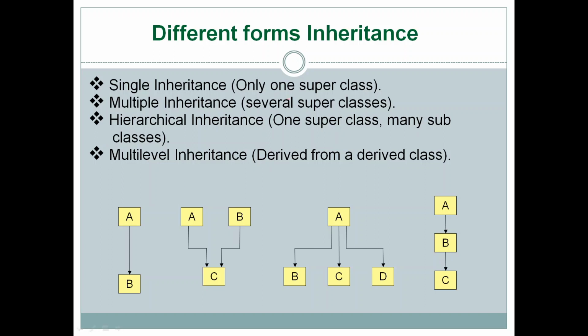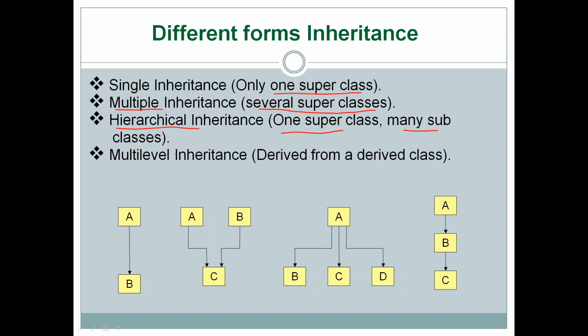In single inheritance we have only one superclass and a subclass. So that is single inheritance. Then multiple inheritance, as the name says, where we have several superclasses. So multiple superclasses, that is why it is called multiple inheritance. Then another form is hierarchical inheritance. In hierarchical inheritance we have one superclass and many subclasses, more subclasses inheriting from one superclass.